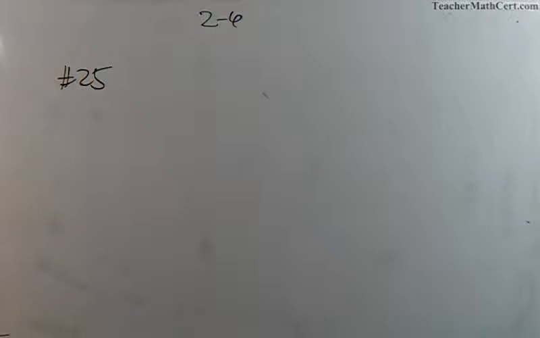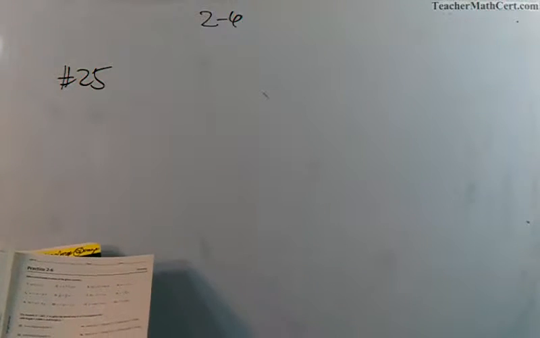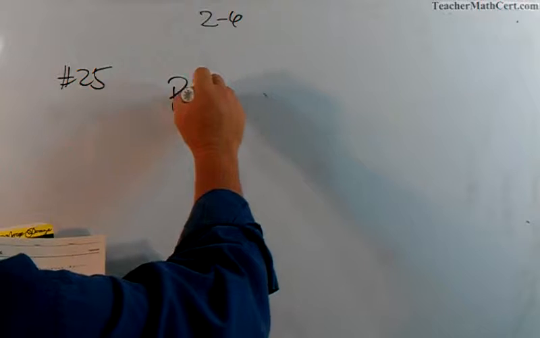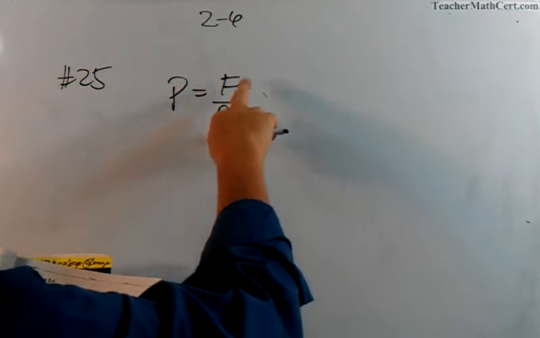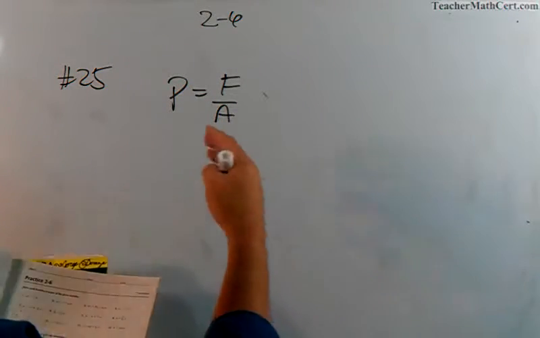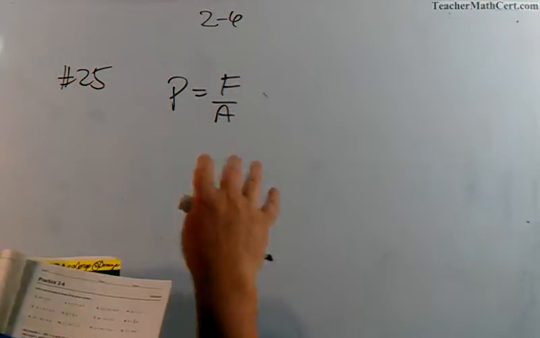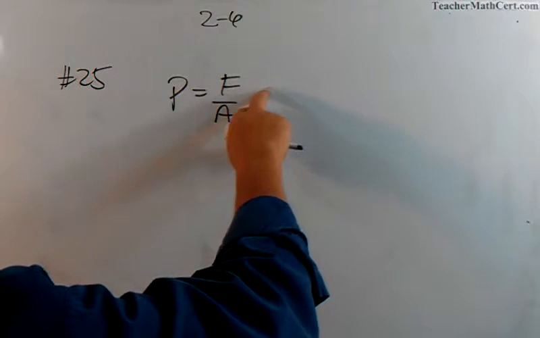Okay, I skipped to 25 because they were basically just solving the same problem. This P equals F over A, and they're plugging in values. So what did I tell you? Solve this guy first with the variables, and then once you get it solved, plug the information in. Don't go through and work these guys out with numbers, okay?